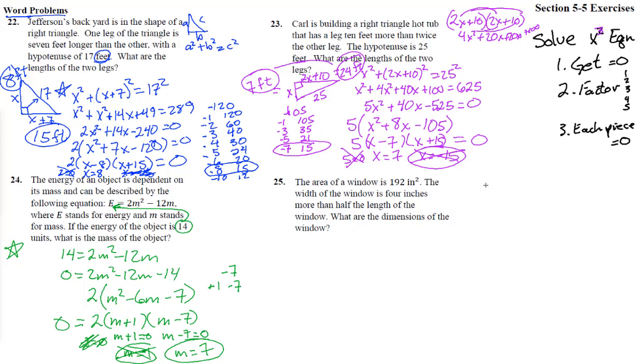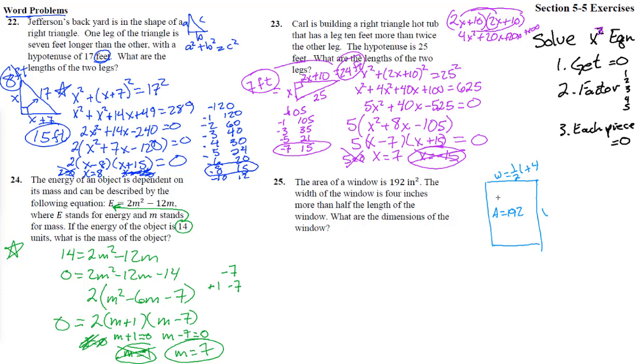So we have a window, I don't know, is it a rectangular window? Width and length, yeah, so it has to be a rectangular window here. And it says the area equals 192 inches squared, which means it's in a second dimension, good, so it's area, good, 192. The width of the window is 4 more than half the length. So here's the length, there's the width. What are the dimensions of the window?